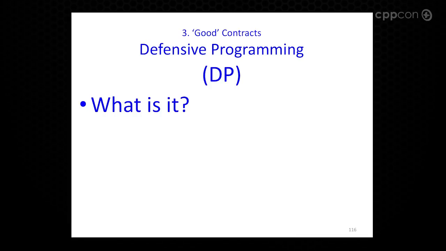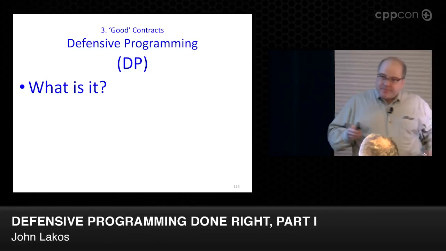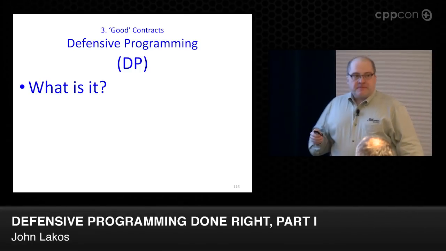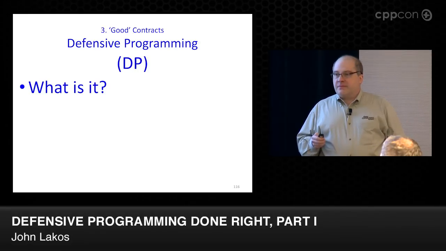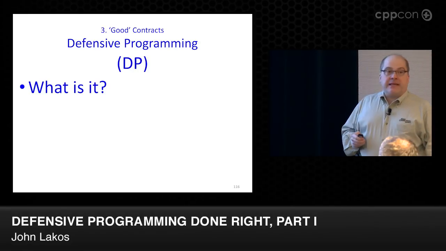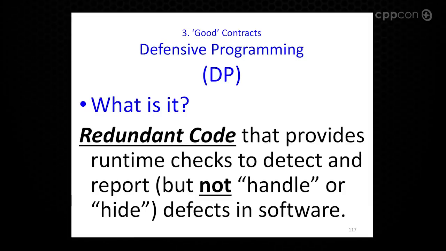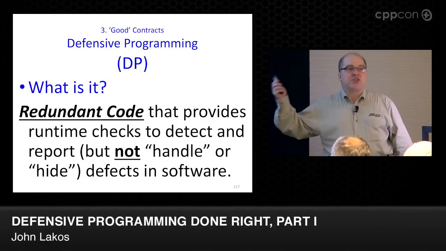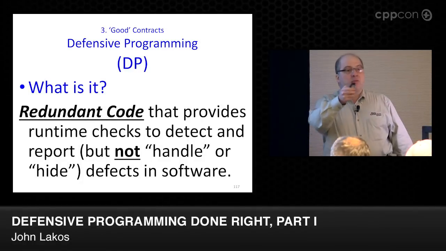Defensive programming, what is it? What the heck is this thing? Okay, that sounds very Eiffel-esque. All right, I'm going to claim this, just to get us started. I think it's redundant code that provides runtime checks to detect and report but not handle or hide defects in software. Please argue with this. I just threw this out there. Maybe it's wrong. Does anybody disagree? It's not enough, but does anybody think that's just wrong? Okay, explain why it's wrong.